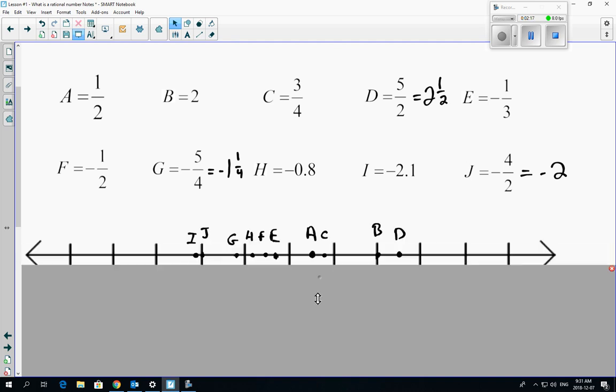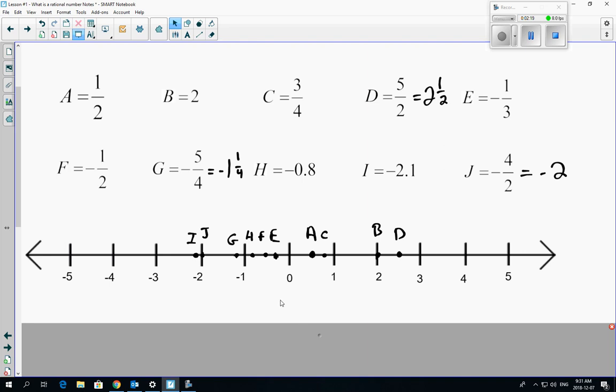So here we have a number line, and you can see how we've placed them. So A somewhere in here, right? B over here because it's right on the 2. C is 3/4, so you already have A here at 1/2 and the 1 here, so you can cut it in between there. D, 5 over 2, which can convert down to 2.5. E, negative 1/3, so we're on the left-hand side of the number line. Negative 1/2 for F, right here. G, negative 5 over 4, which is negative 1.25.